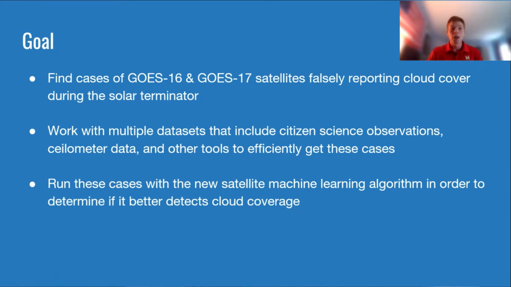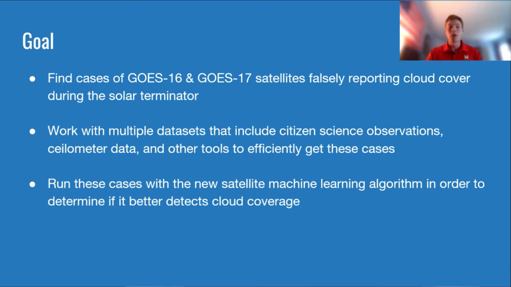So what is my goal with this project? What I want to do is find as many cases of the GOES 16 and GOES 17 satellites falsely reporting cloud cover during the Terminator. And if you remember, those are the two satellites that sort of cover North America, where we get most of our citizen scientist observations from.